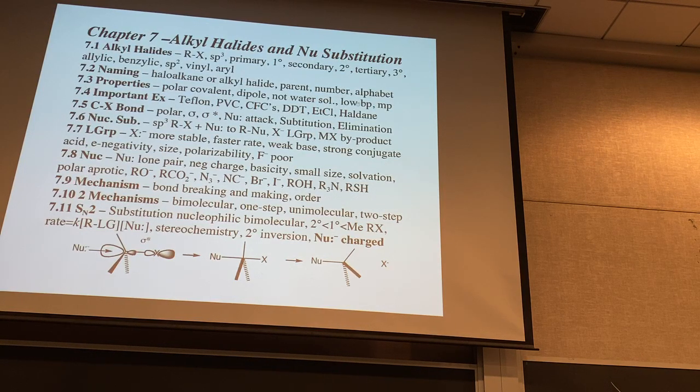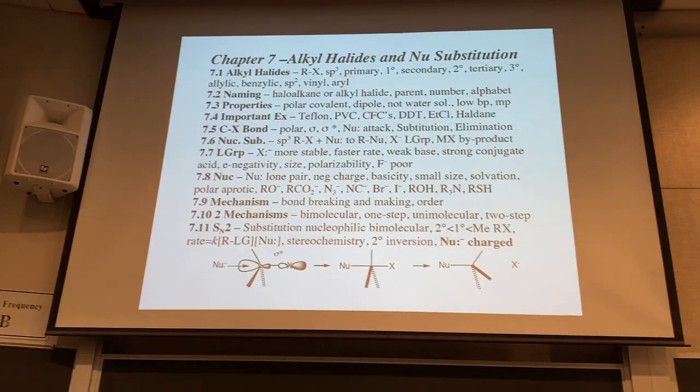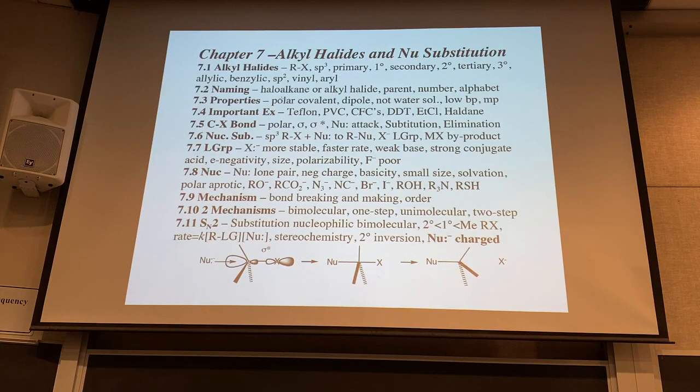We'll look at the properties, including the structure, to determine why they react the way they do. Remember, everything is based on the structures of compounds. We'll take a look at different important halogen compounds. You've probably heard a lot of names of them, Teflon or Halothane, DDT even, maybe. We'll examine that bond, the carbon-halogen bond, and think about the orbitals that are present there.